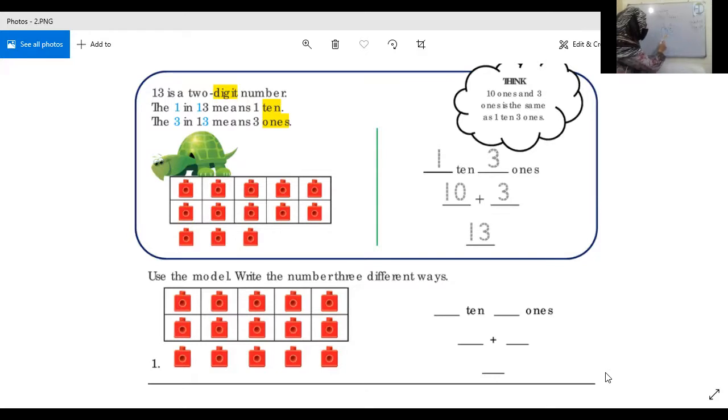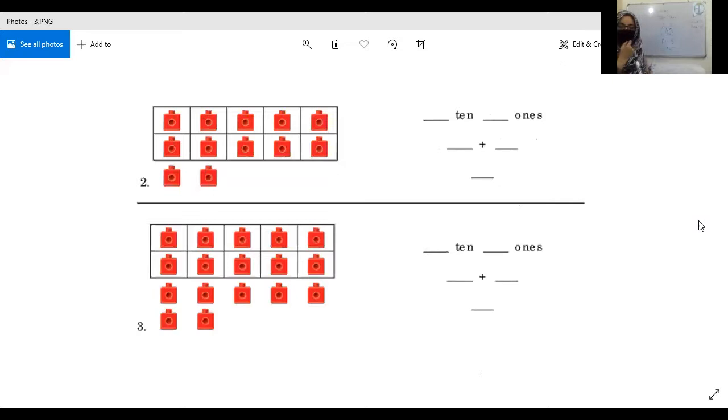Now, 1 ten means, who is going to tell me? Yes, Hamza, 1 ten means 10 and 5 ones means 5. And the answer would be 15. Got it? Are you getting my point? Okay, very well done. Now move toward the next picture. Now you are supposed to solve this and share your answers with me, okay? Hurry up, do it and tell me what are your answers. I'm giving you a little time.